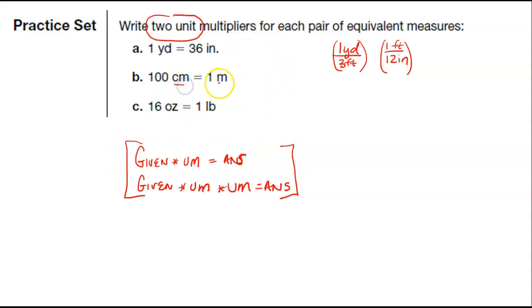So to go from centimeters to meters, let's see. So I know that, why do they want two unit multipliers for that? It's 100 centimeters and 1 meter. That's it. This is the thing. I don't understand what they want me to do with that. And then 16 ounces to 1 pound. I guess you could do like 8 ounces in, nope, that's not going to work. It's 16 ounces in 1 pound. Still not sure exactly what they want you to do, but that's it.